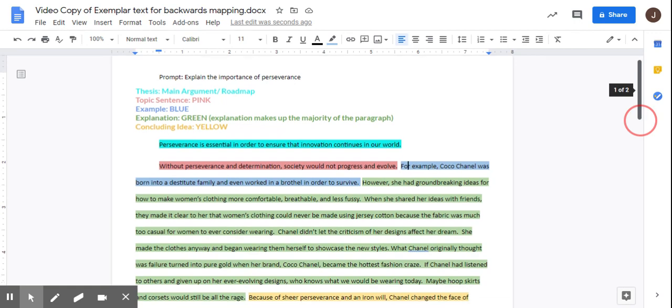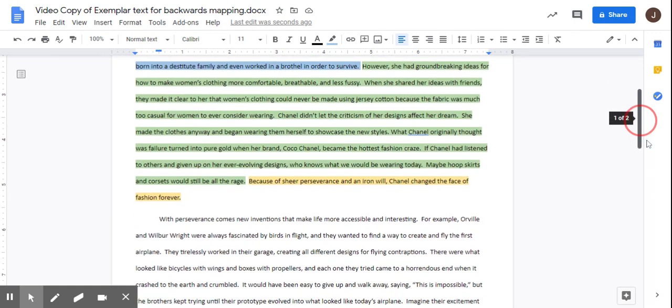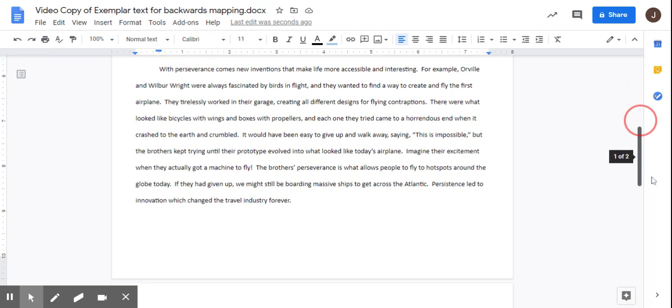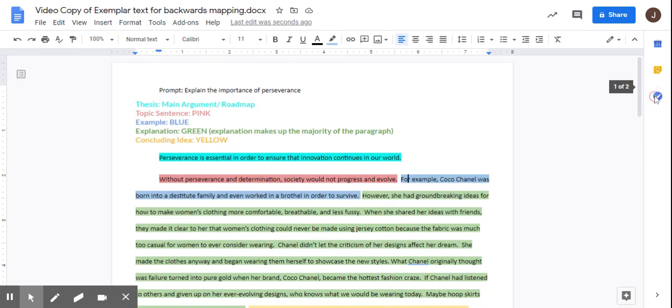And now on the next slides in Nearpod, I'm going to have you color code this paragraph by yourself because I want you to be able to practice it and not rely on my reasoning to get you there.